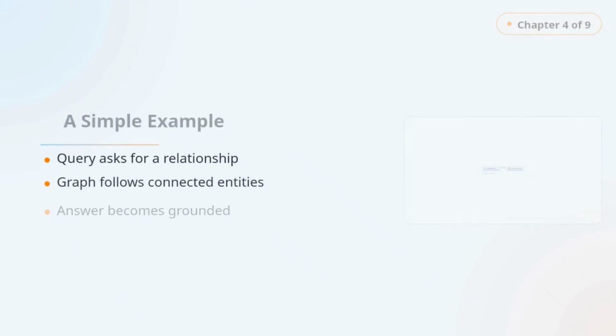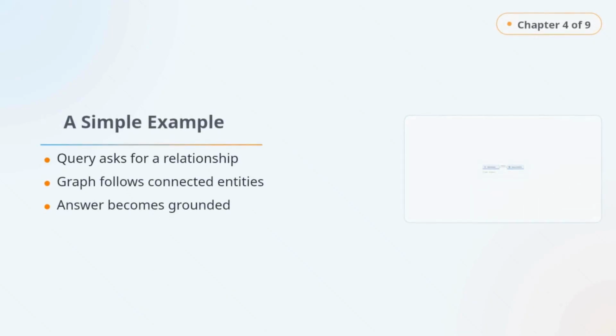Take the question, who developed the theory of relativity? A traditional RAG system might search for similar text and hope the right passage appears. GraphRAG can do better because the graph already stores the relationship. It can locate the node for theory of relativity, follow the developed edge, and reach Albert Einstein. So the answer is not just similar text retrieval, but relationship-aware retrieval.